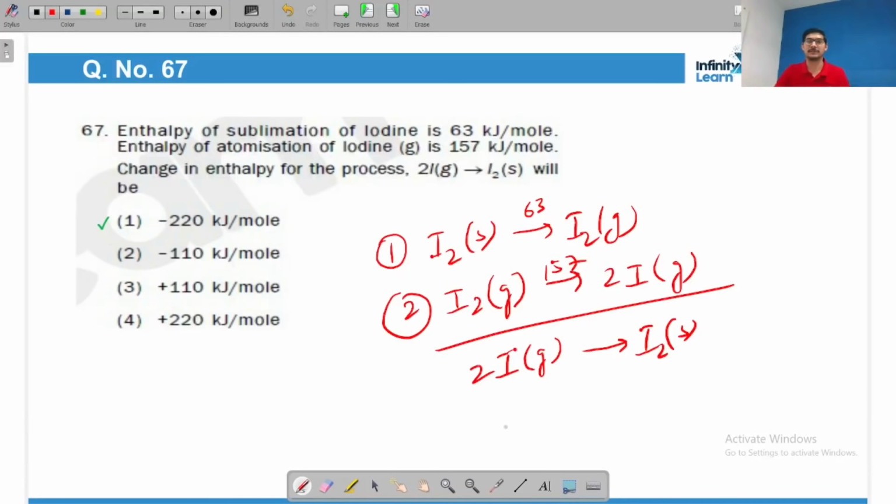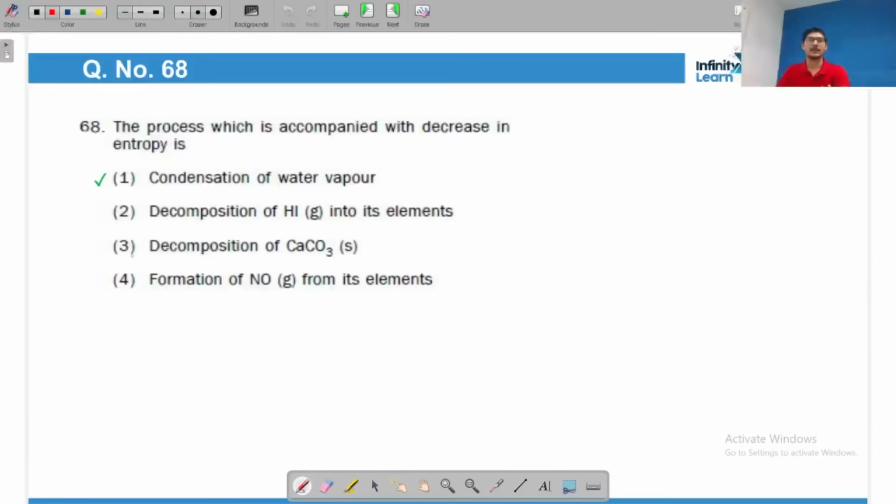So the enthalpy change will be reversed, minus 157, and I have to get iodine solid. I have to reverse equation 1 as well, so this will become minus 63. So this will come out to be minus 220. The process accompanied by a decrease in entropy is condensation, because in condensation gas converts to liquid, so entropy will decrease.